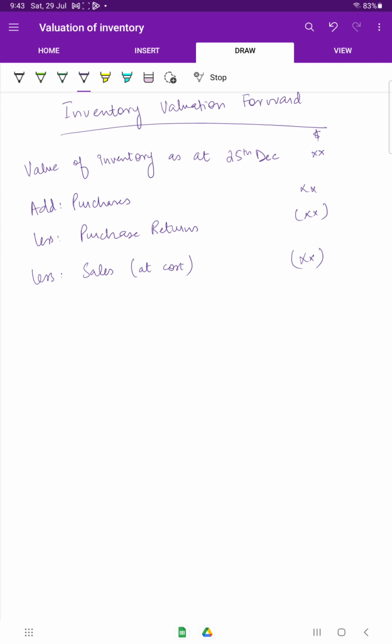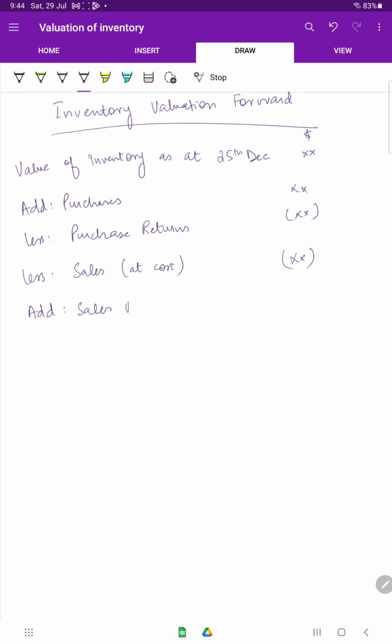Since we are doing the inventory valuation forward, we will add up our purchases. Why? Because if we do any of the purchase of inventory from 25th to 31st December, that will pile up in our inventory, so we'll add our purchases. And if we are selling any inventory during this time frame, that inventory will be leaving us, so hence we'll subtract the sales of that inventory at cost. Same will be the opposite treatment for sales return. Like, you add purchases, you add sales return, and you subtract sales and you subtract purchase returns in inventory valuation forward.